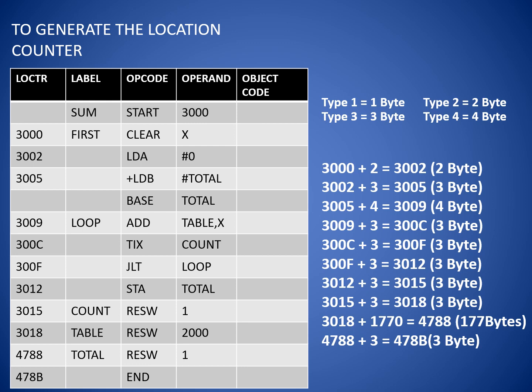So we convert the decimal value to a hexadecimal value, which is 1770. So 3018 plus 1770 becomes 4788. Next we have 1 equal to 3 bytes, so we increment the next location counter by 3 bytes, which gives 478B. This is how we generate the location counter for each and every value. So these are the location counters for the given problem.